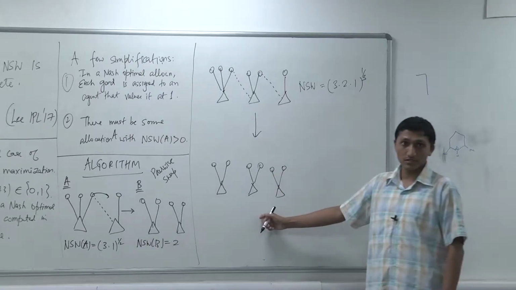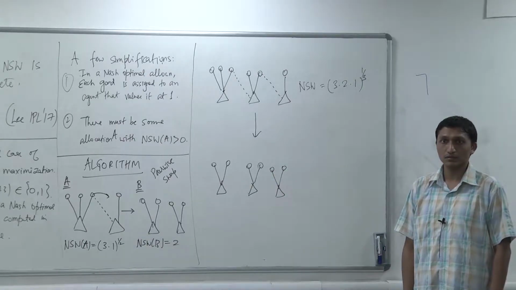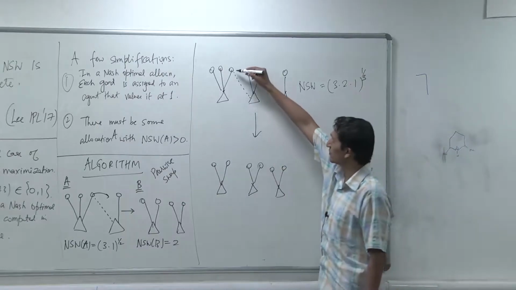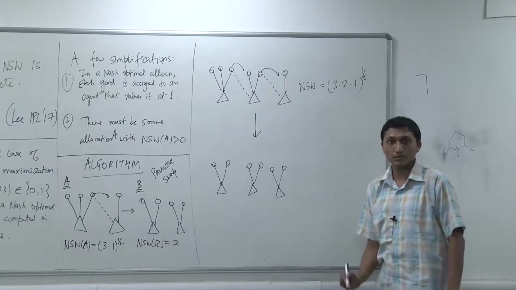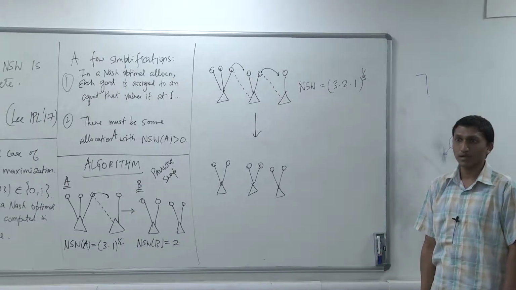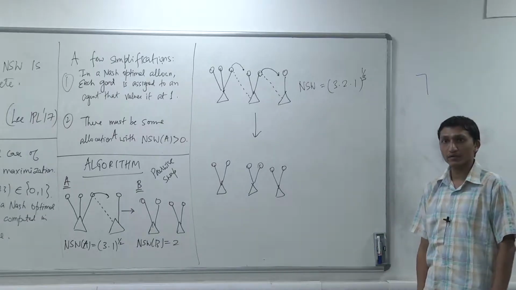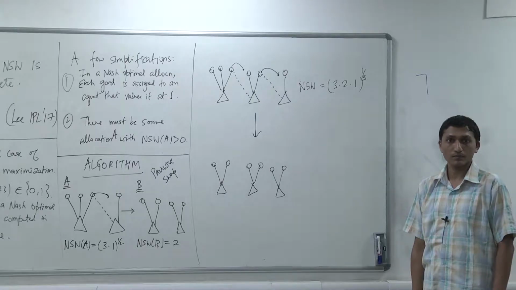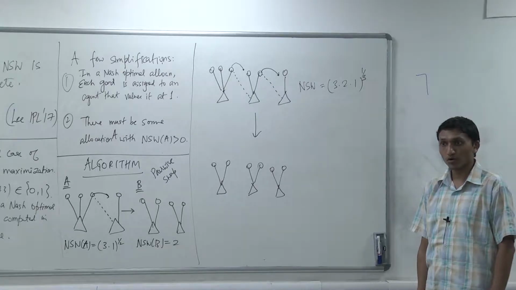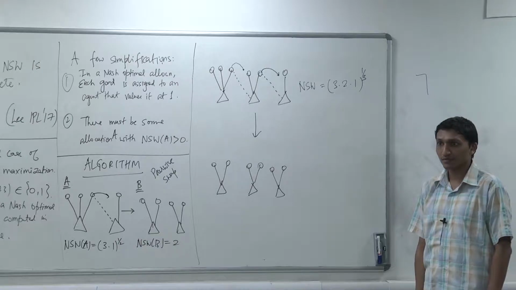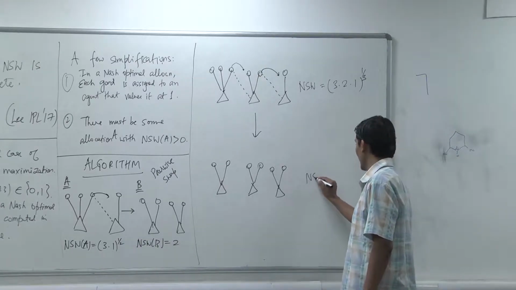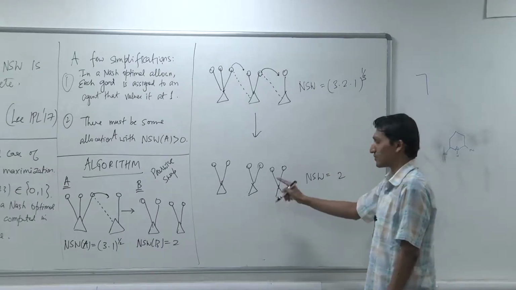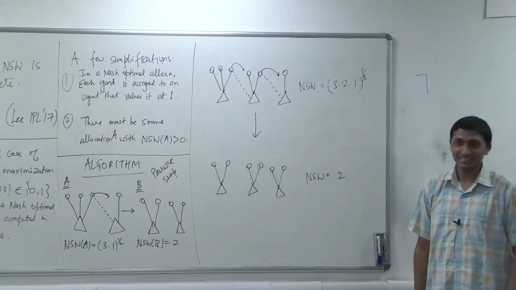We get something like this. Yes? What I've done is I've moved this good here, and I've moved this good here. Okay? What's the new Nash welfare? It's 2, yeah. 2 times 2 times 2. Okay.